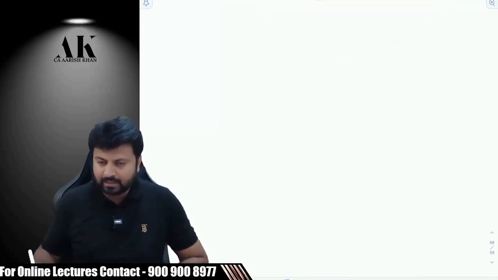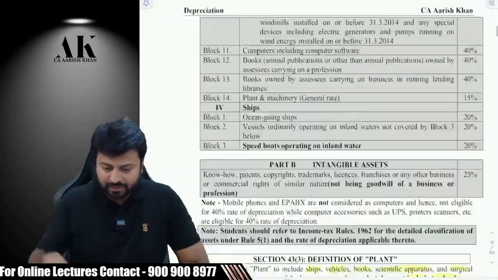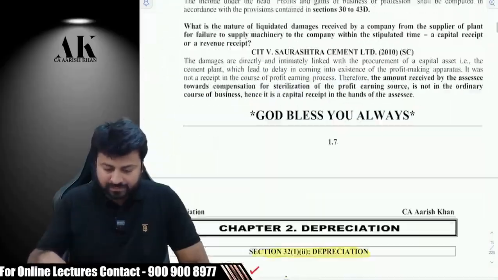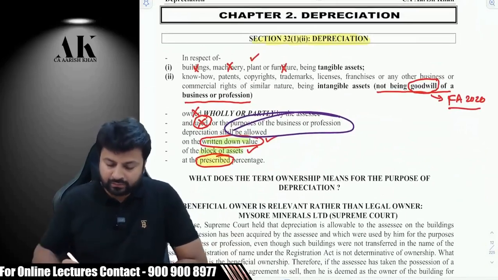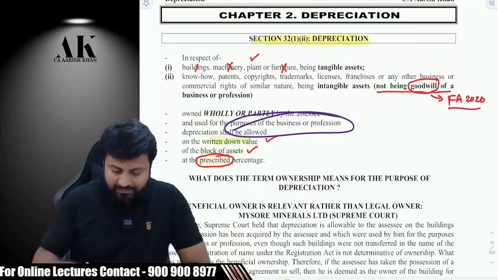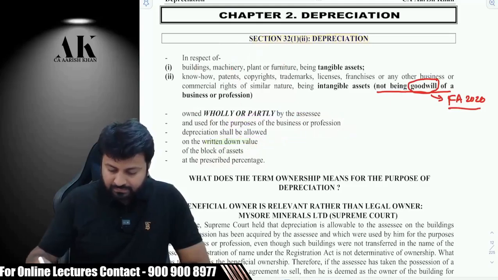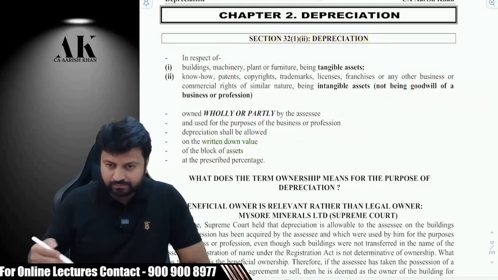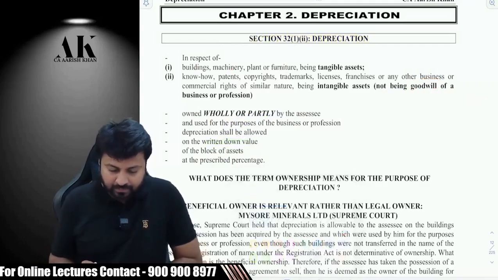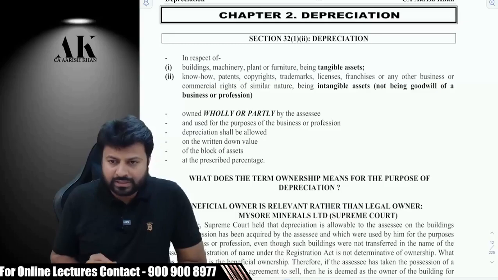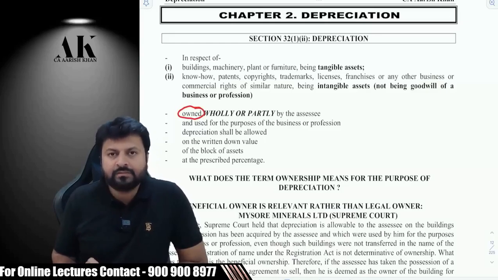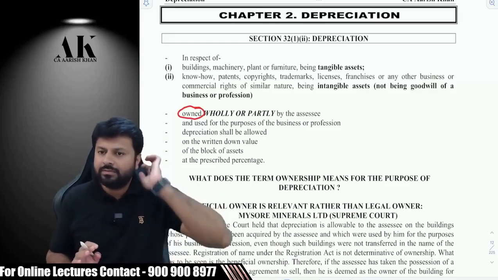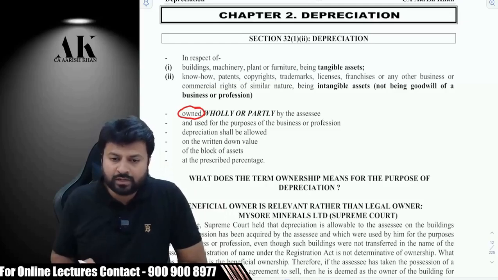Now let's go ahead with the next part of depreciation. We'll come to the first page of depreciation, that is the very first section, section 32 subsection 1 clause 2. In this very first section, we have certain things to discuss now, so pay attention please. One of the important conditions to claim depreciation is you need to be the owner of the asset, as you can see on the board in the section itself. If you are not the owner of the asset, you cannot claim depreciation on that particular asset.